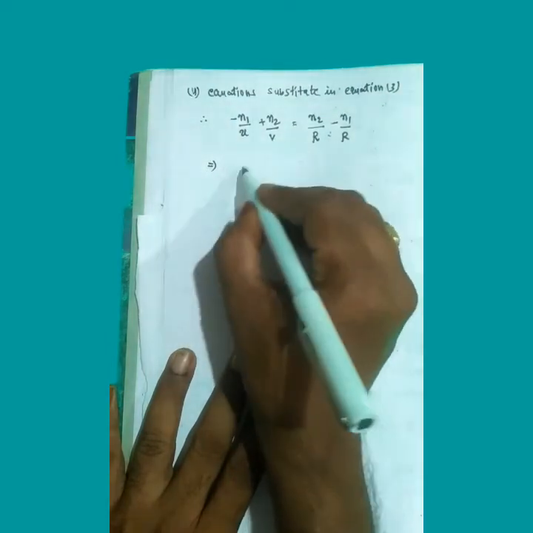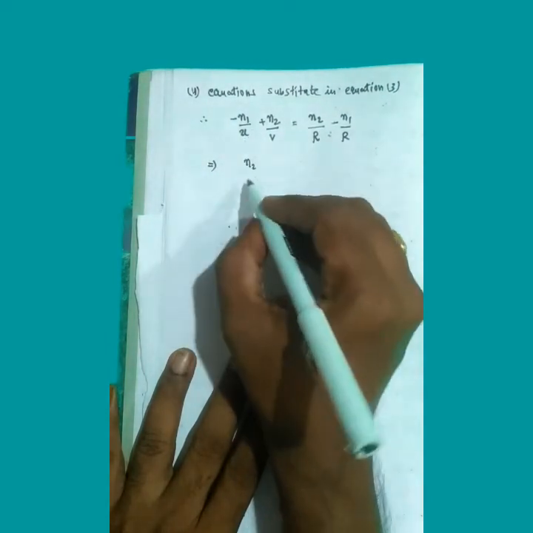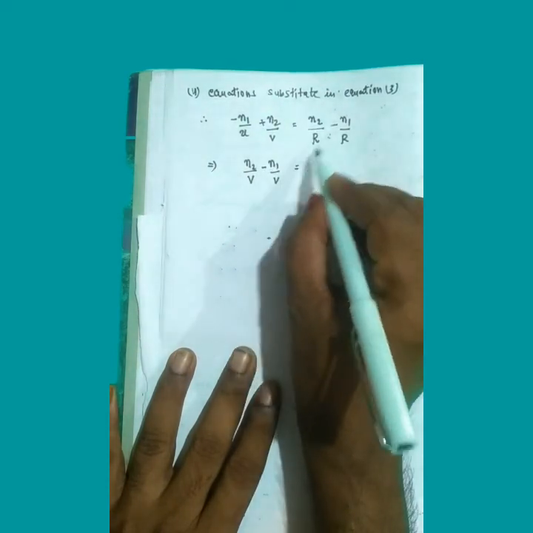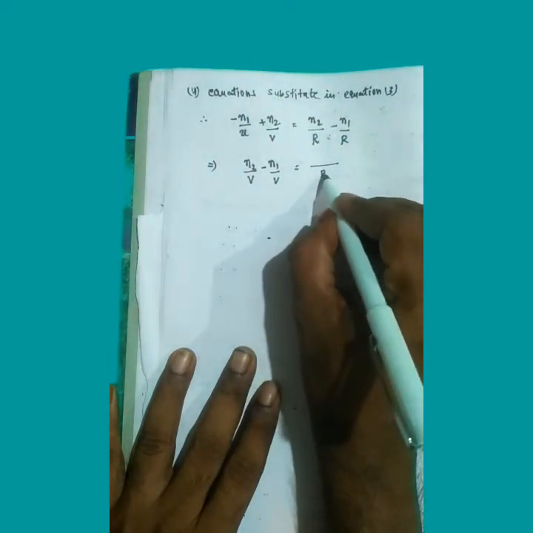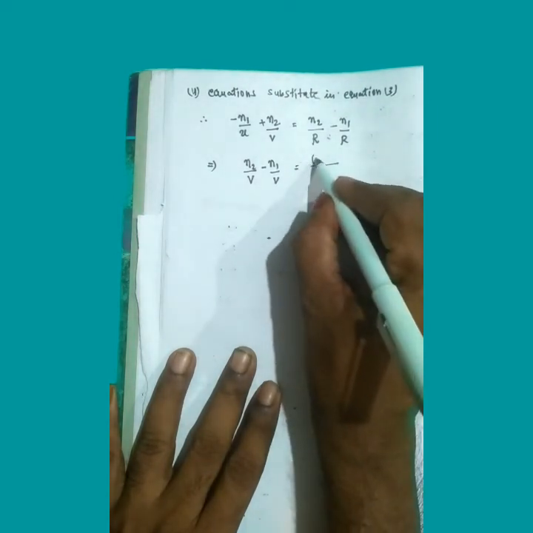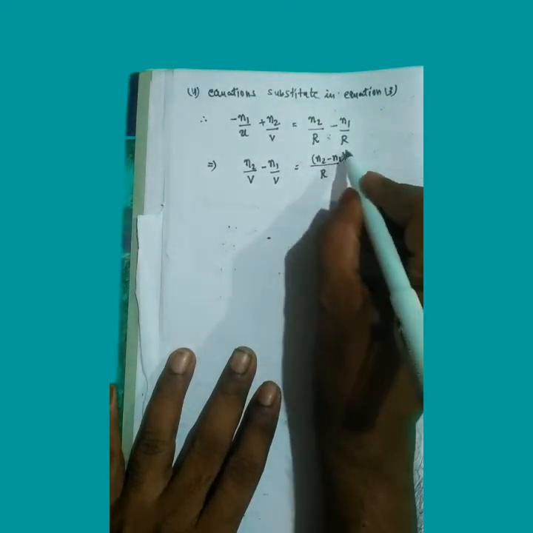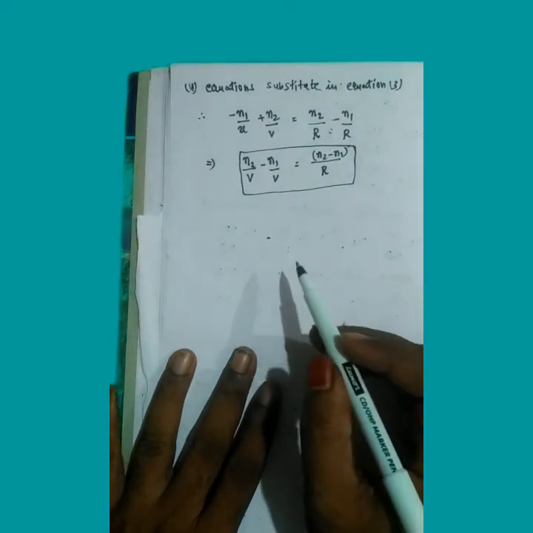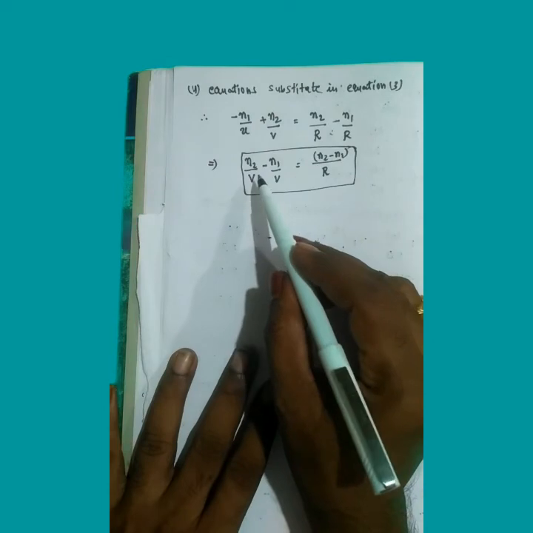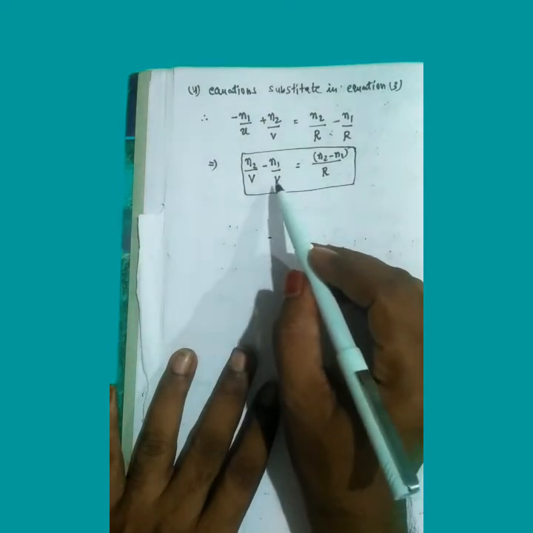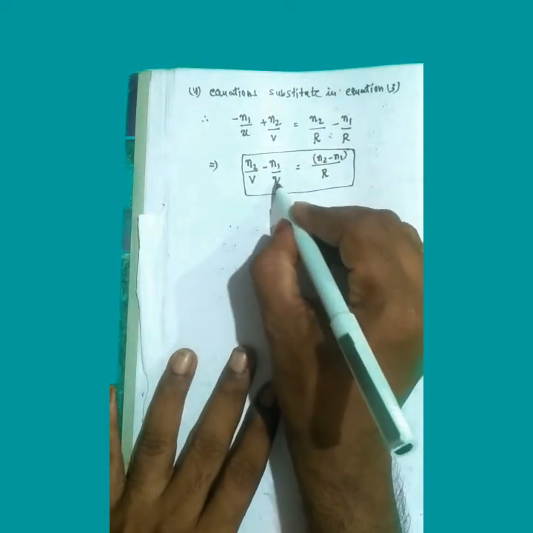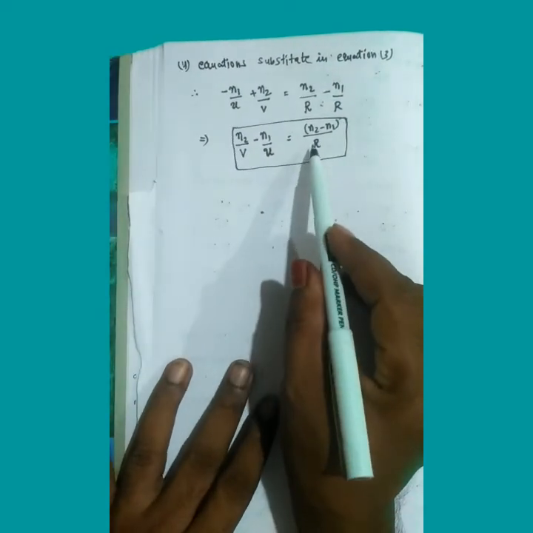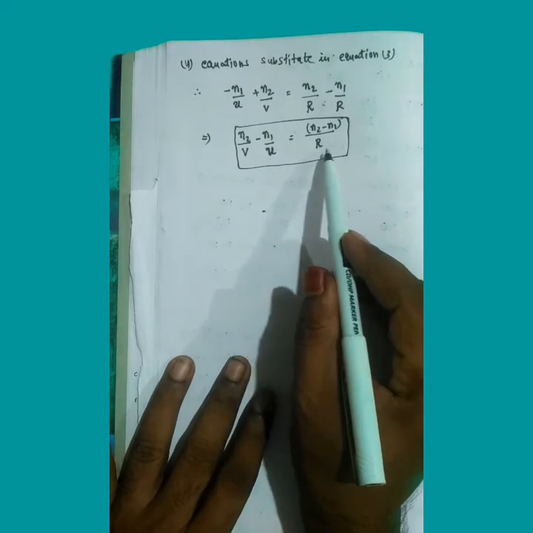That implies, writing this on this side, n2 by v minus n1 by u equals, taking r as common, n2 minus n1 by r. This is the formula for curved surfaces, where n1 and n2 are the refractive indices, u is the object distance, v is the image distance, and r is the radius of curvature.